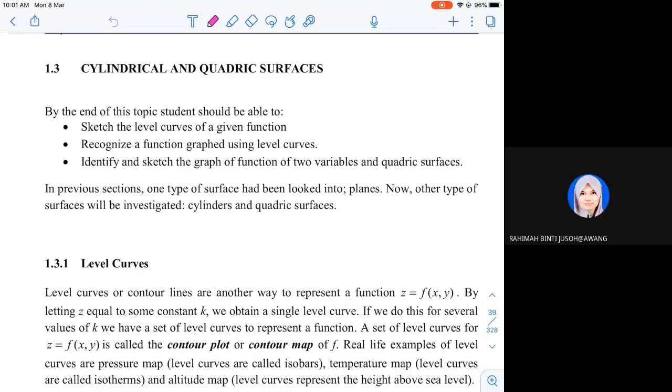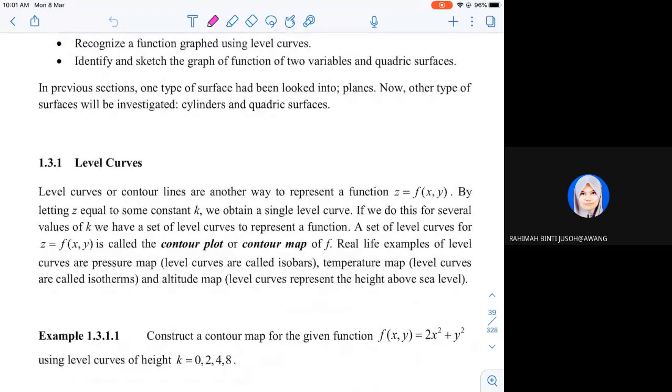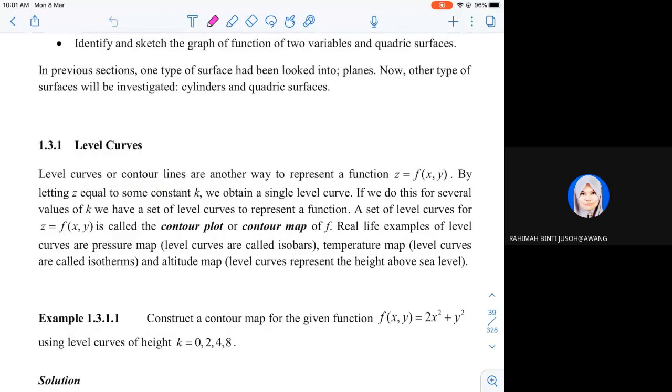So, cylindrical and quadric surfaces. Okay, so first of all, we are going to learn about level curves. If you still remember during your secondary school, especially in geography subject, have you heard about contour plot or contour map?